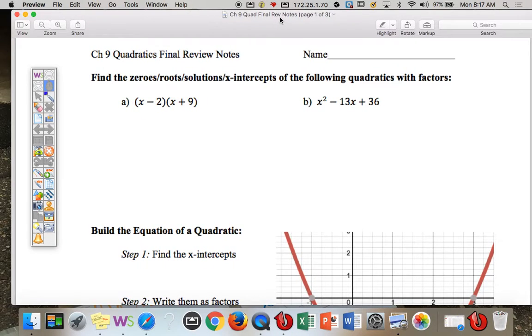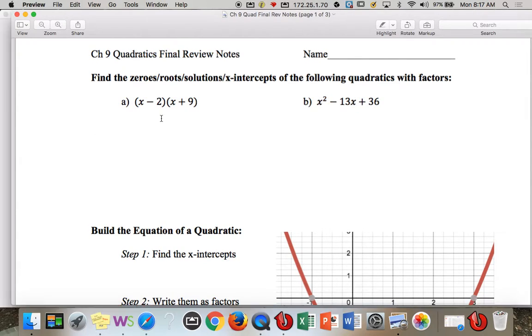We looked at quadratics, parabolas, and one of the types of questions was find the zeros, the roots, the solutions, or the x-intercepts, which all mean the same thing, of the following quadratics with these factors. And remember, a quadratic is something that has x squared as the highest power. So if something's already factored, we can say, all right, what makes this equal 0?